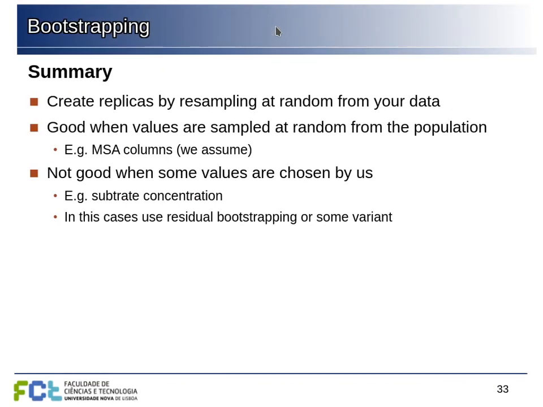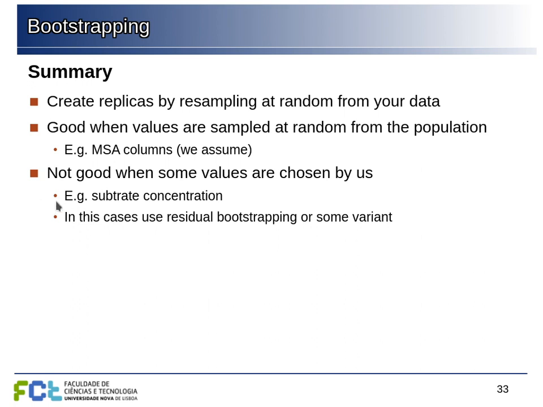So to sum up, we saw bootstrapping as a method to create replicas by resampling at random from the actual data that we have. We cannot typically resample from the population, but we can resample from the sample that we have, and that's why bootstrapping is very useful. Basic bootstrapping is good when the values are all sampled at random, so we can just generate new examples at random. For example, we can assume that the multiple sequence alignment columns are independent, and we can just generate new multiple sequence alignments by selecting those columns.